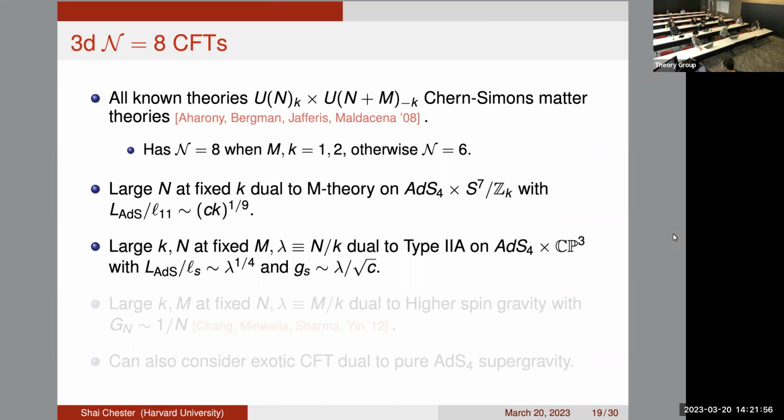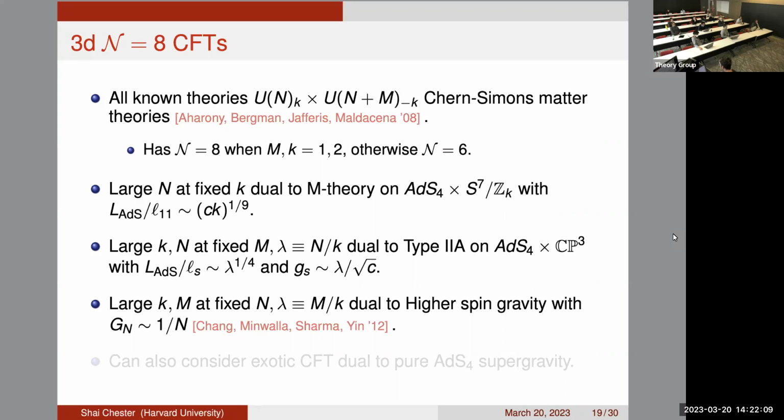Now, just for generality, I'm going to note there are other limits which don't have maximal supersymmetry. One could also consider the large n and large K limit with fixed ratio. This would then be dual to type 2A string theory with the following ADCFT dictionary. And there's even another limit where you make one of these gauge groups big and keep the other gauge group small, and you make the Chern-Simons level also big, and then this is related to higher spin gravity.